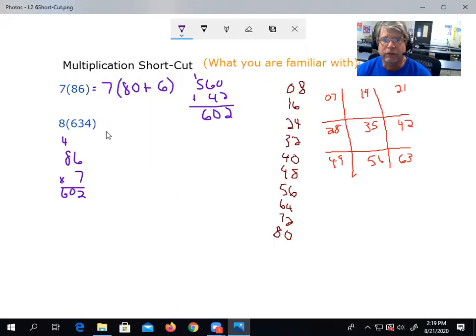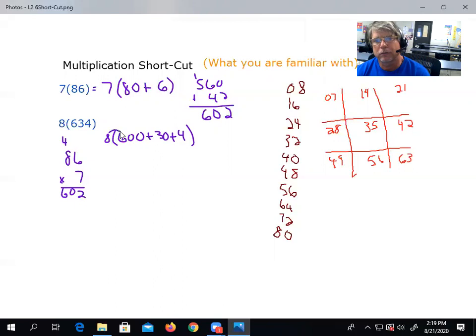If I want to do 8 times 634, well, we have 8 times then the 600 plus the 30 plus the 4. So using place value. Again, when I go across through here, distributive property is multiplying through the addition. So I'm going to have 3 things to multiply. So instead of trying to do the 634 at once, I can do it in 3 parts.